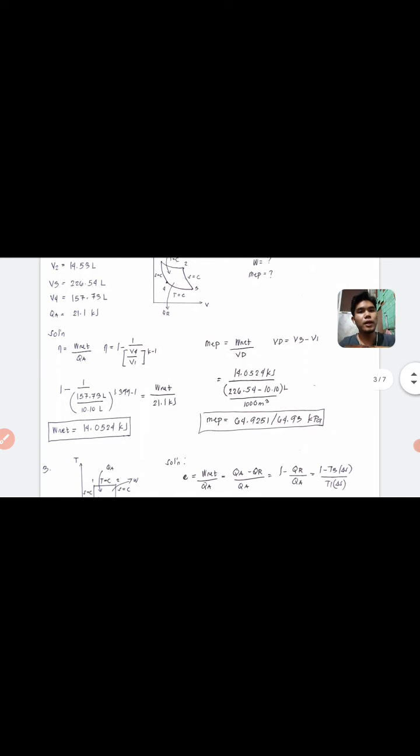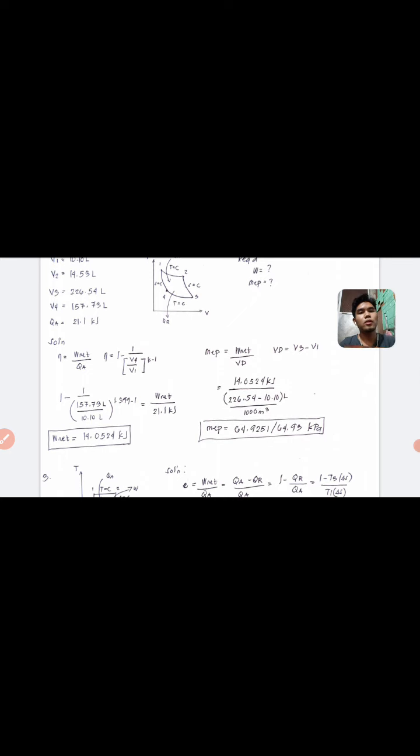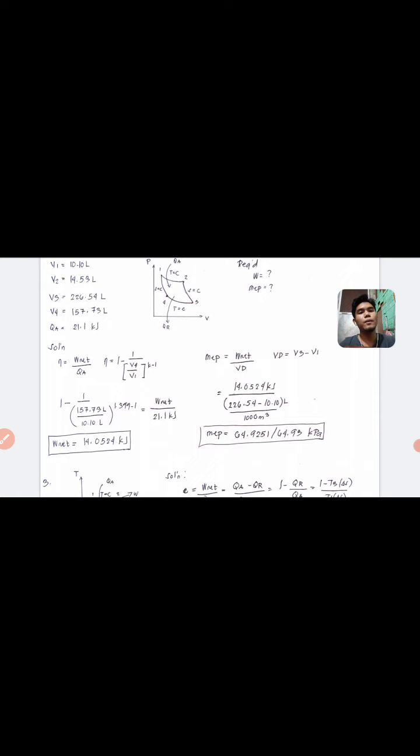As we all know, efficiency is equal to work net over QA. And also efficiency has the formula of 1 minus 1 over V4 over V1 raised to K minus 1. We can use this formula of efficiency because we have a value here of V4 and V1. This V4 over V1 is also equal to RE.